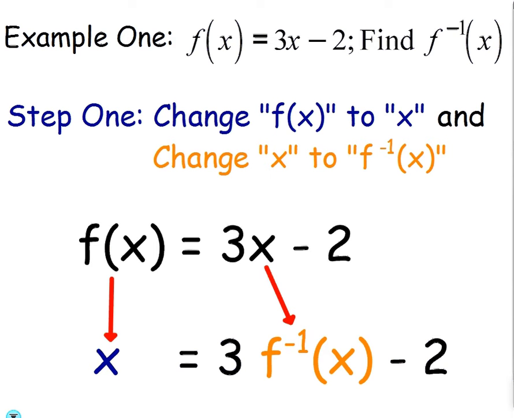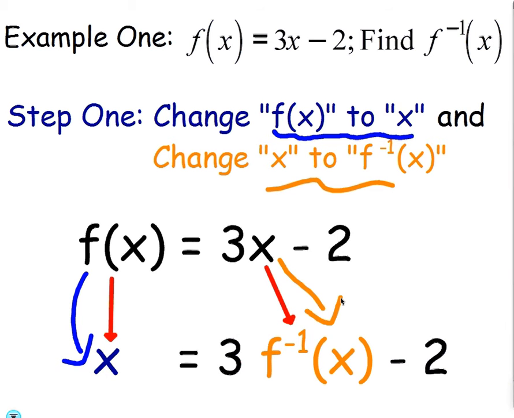We're going to change the f of x to x, just like we have here. And then you're going to change the x to f inverse. We're switching the values. That's all. That step one is very straightforward. Change f of x to x, change x to f inverse. Why? Because the inverse is when you switch the x and the y values, or the function values. So really, step one, there's really no math involved. It's just switching the variables around.